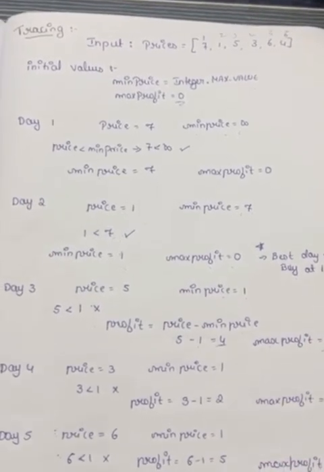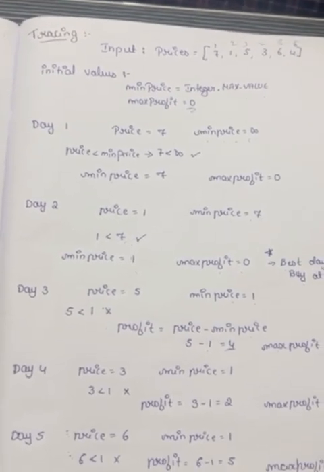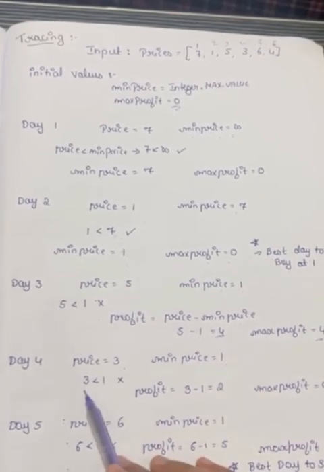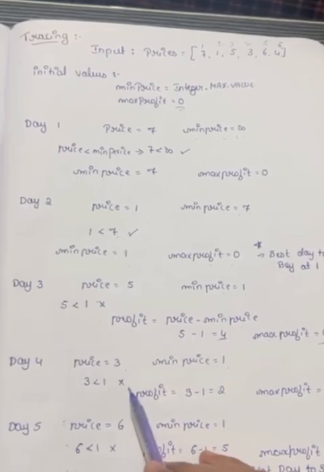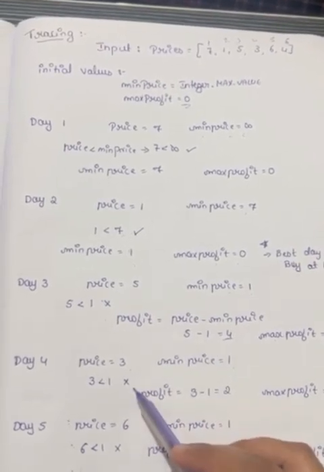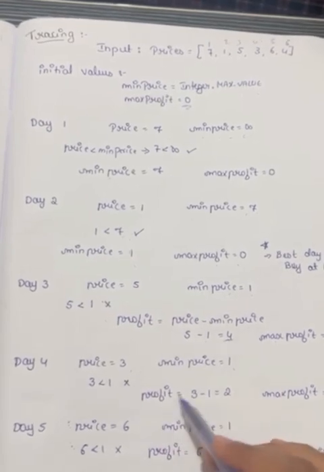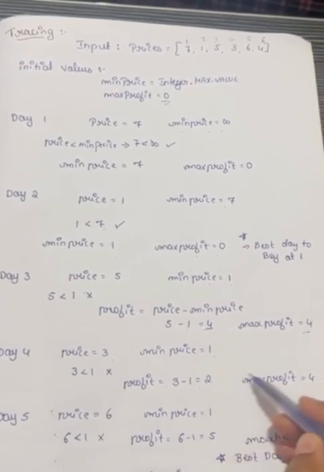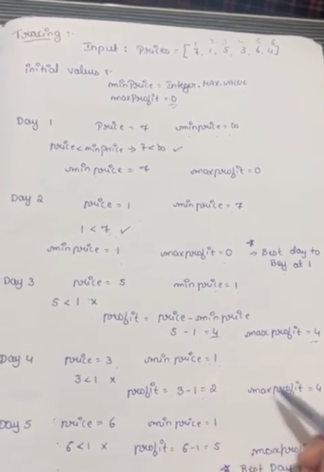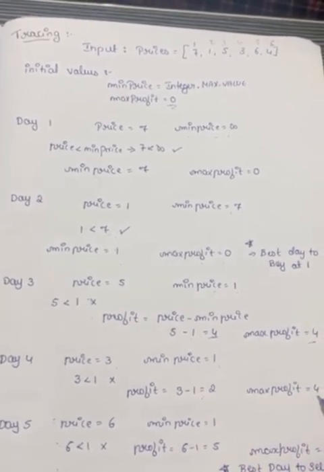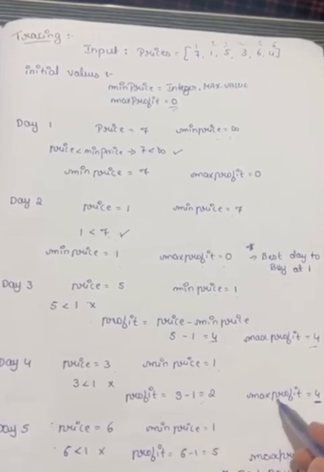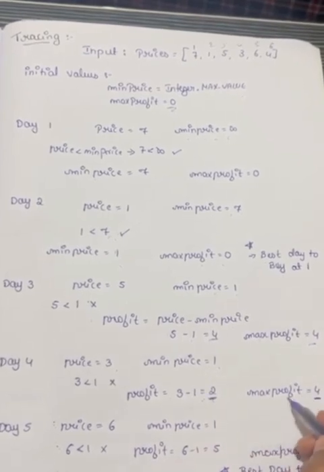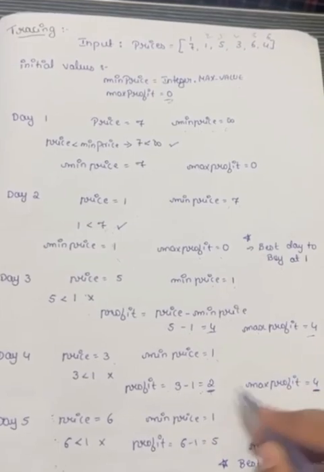Then again I'll be checking, moving on to day 4. My day 4 price is 3. Min price is equal to 1. Again I'll be checking the condition: 3 less than 1. This condition will not be satisfied. Again, if this is not satisfied, I'll be checking for the profit. Profit is equal to price minus min price, that is 3 minus 1 is equal to 2. Then my profit is equal to 2 and max profit is equal to 4. This will not update because the profit I get is lesser; my max profit is higher. So there will be no update between these values.